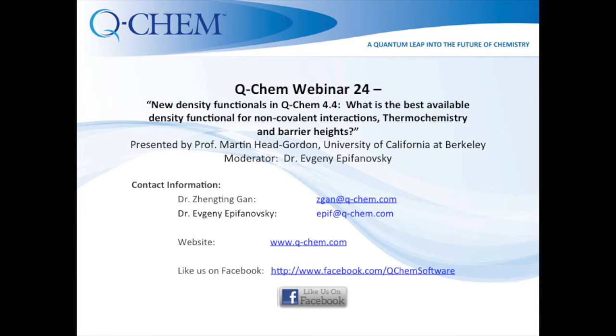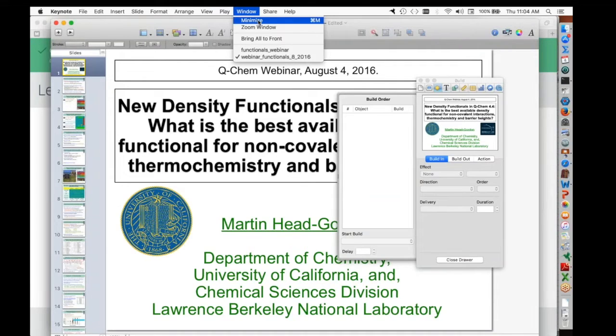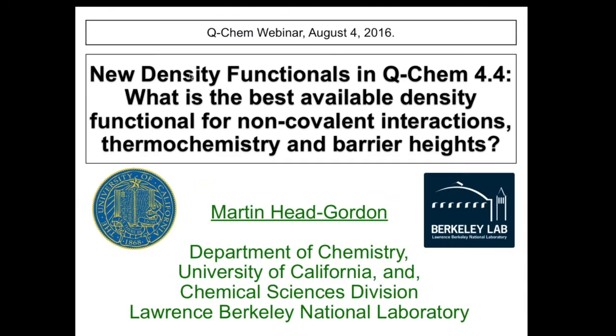Thank you very much, Zhenya. I'm very happy to be giving this webinar. Today I'd like to focus on one aspect of QChem's capabilities, which is our very broad and deep range of density functionals, including what we believe are some of the very best new ones available. So today I want to present some theory and a whole bunch of data to try to answer the question posed in the title: what is the best available density functional for non-covalent interactions, thermochemistry, and barrier heights?